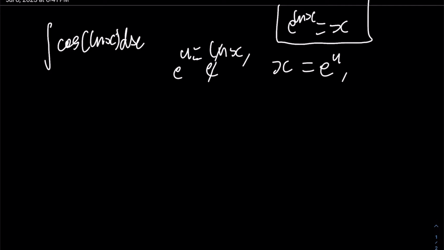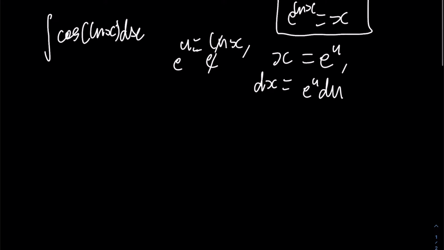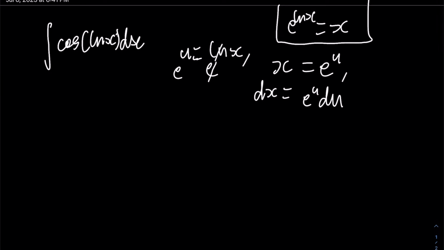Now, very easily, we can take dx to be e to the u du, because the derivative of e to the u is just e to the u, but then because of the chain rule, we multiply by the derivative of u, which is du. Then we can take our integral to the u world. So this is equal to the integral of cosine of ln x, and our ln x is our u, so we have cosine of u. And guess what our dx is? Our dx is just e to the u du. So we have cosine u multiplied by e to the u du, and that is our integral.